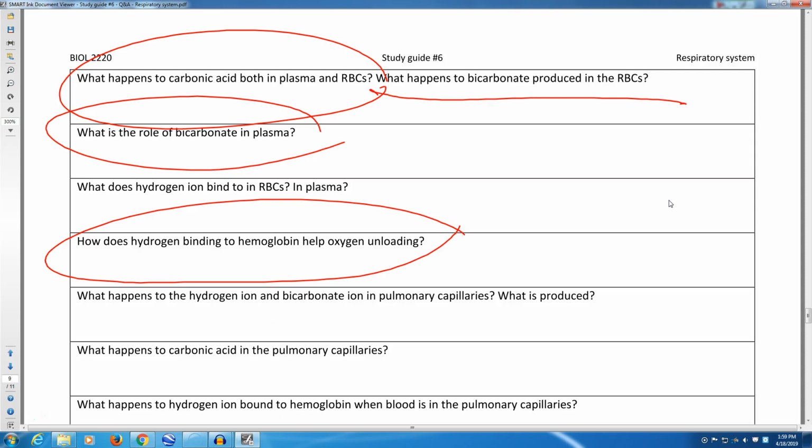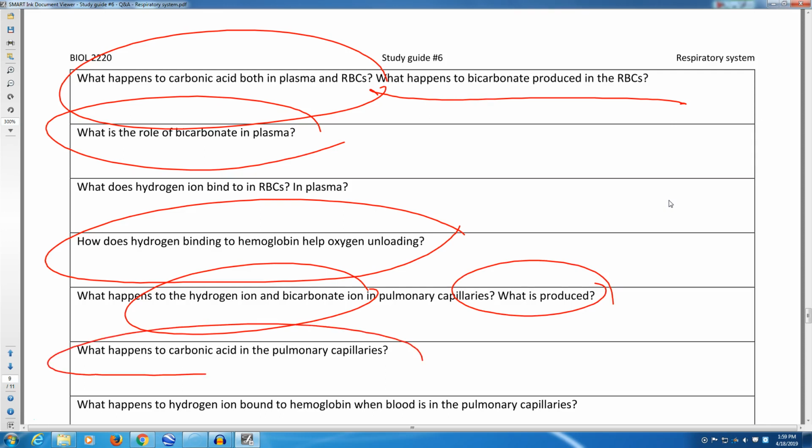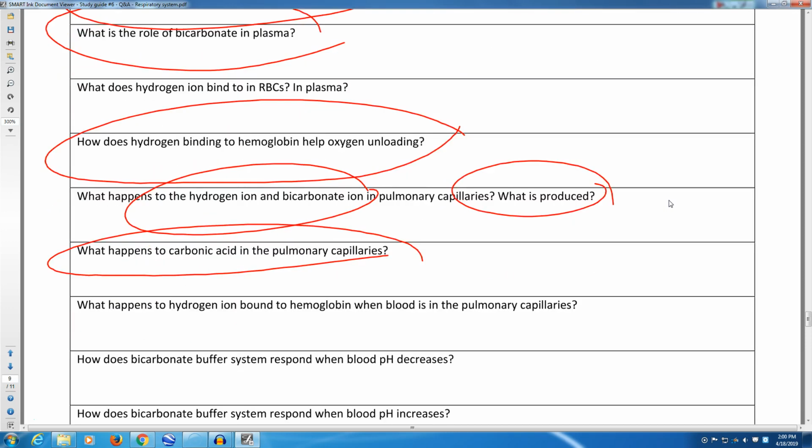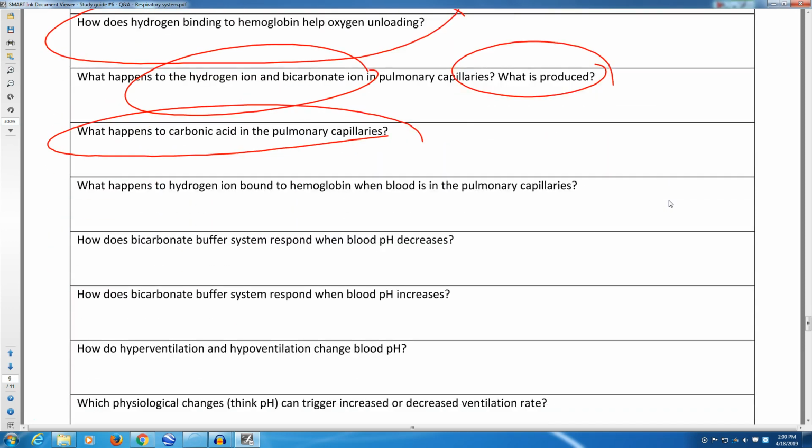In the pulmonary capillaries, hydrogen ion and bicarbonate ion do what? Bind to each other, forming carbonic acid. Carbonic acid in pulmonary capillaries splits into water and CO2. Everything goes backwards. Hydrogen ion bound to hemoglobin in the pulmonary capillaries unbinds from it.